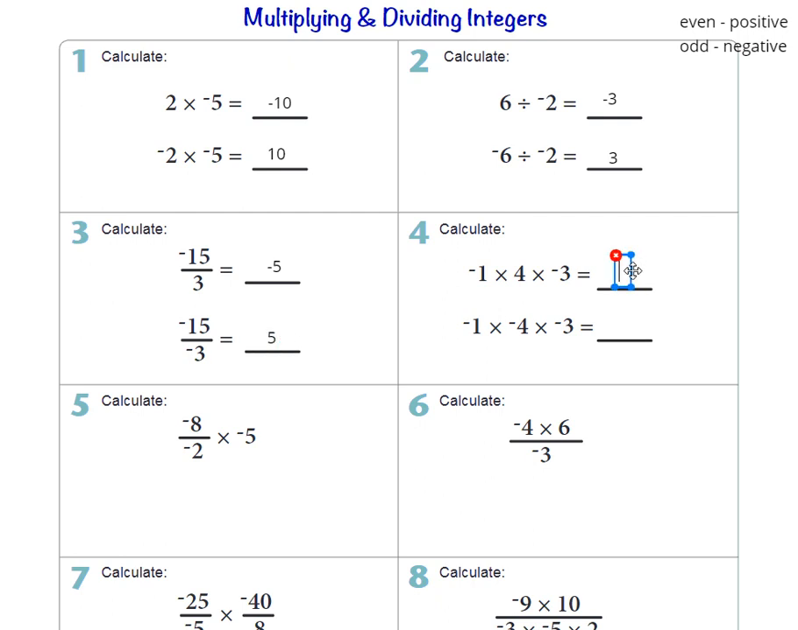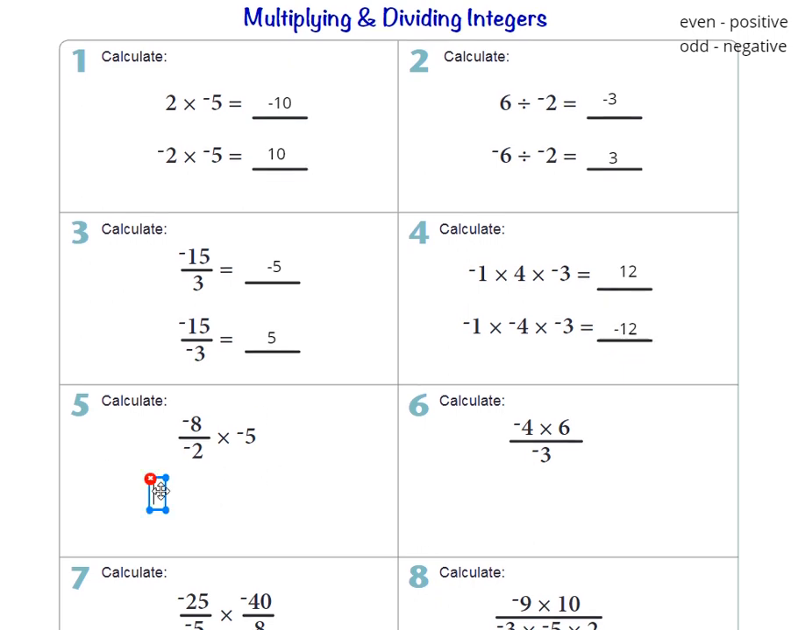Here, this is a little more complicated because I have 3 factors, but I'm just going to multiply the numbers. 1 times 4 is 4, times 3 is 12. And I have 1, 2 negatives in the problem. That's an even number. My answer is positive. Here, 1 times 4 times 3 is 12 still. And I've got 1, 2, 3 negatives in the problem. That's an odd number. So my answer is negative.